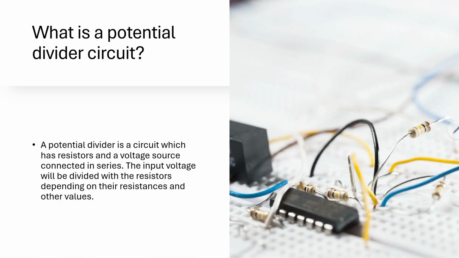What is a potential divider circuit? A potential divider circuit is a circuit which has resistors and a voltage source connected in series. The input voltage will be divided across the resistors depending on their resistances and other values.